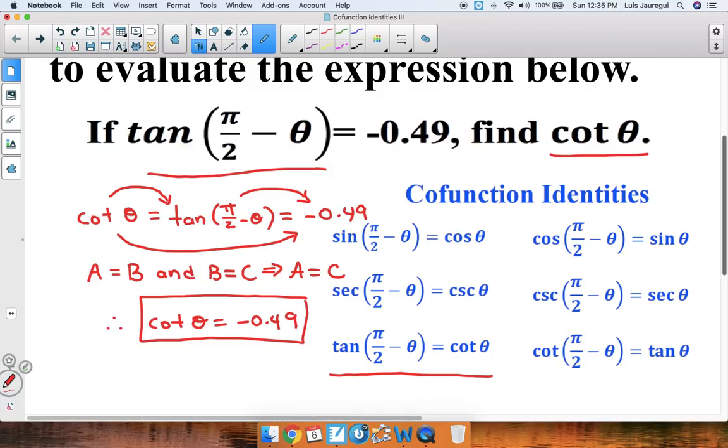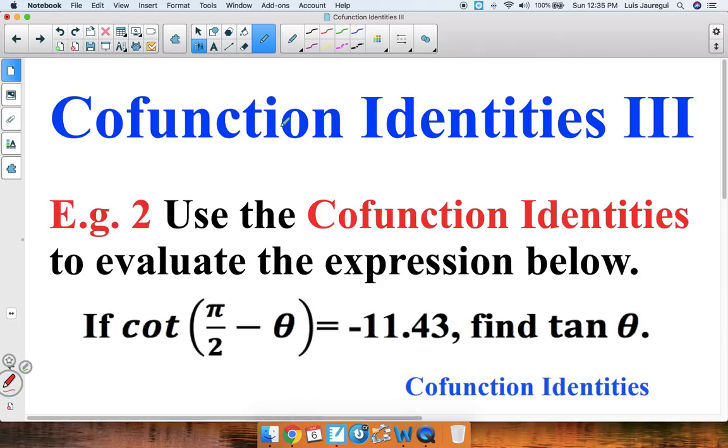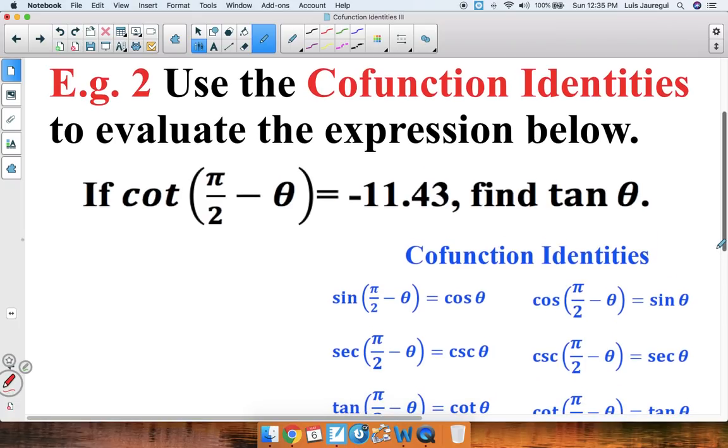Now let's see another example. Example 2. Use the cofunction identities to evaluate the expression below. If cotangent of pi over 2 minus theta is equal to negative 11.43, find tangent of theta. Once again, let's write down what we want to find, which in this case happens to be tangent of theta.